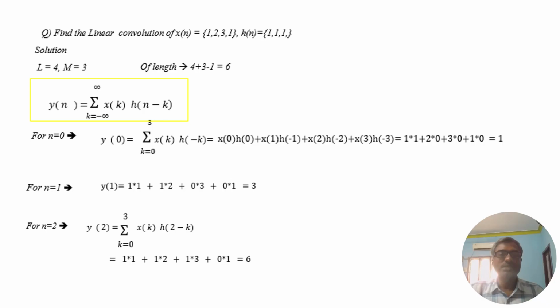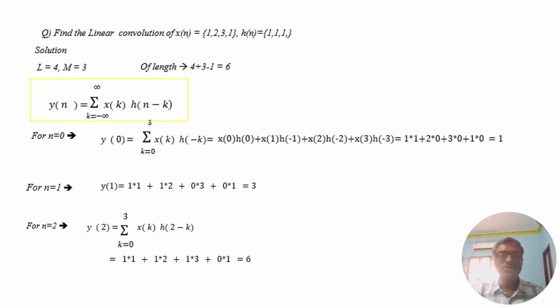Now we will see one example problem for the computation of linear convolution. The given samples are x of n equal to 1, 2, 3, 1 and h of n equal to 1, 1, 1, and this can be computed by using the formula y of n equal to summation k equal to minus infinity to plus infinity x of k h of n minus k. Here the length of the input sequence is 4 and the length of the impulse response is 3. So the output sequence has a length of 4 plus 3 minus 1, so the total length of the output sequence is 6.